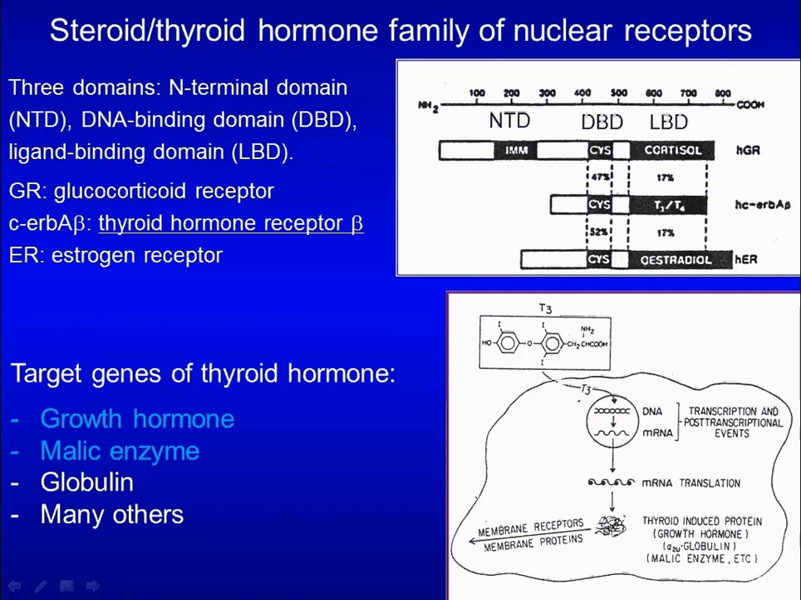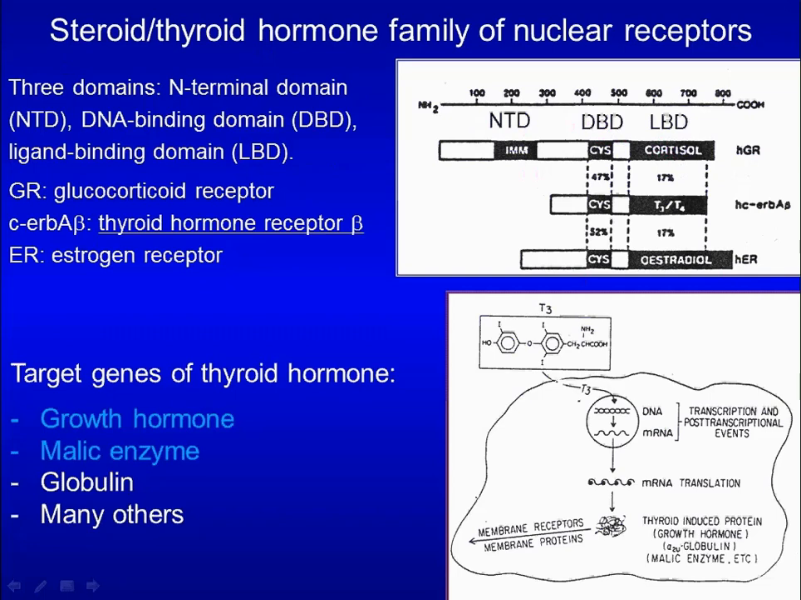Thyroid hormone receptor is a member of the steroid thyroid hormone family of nuclear receptors. This is a glucocorticoid receptor. This is an estrogen receptor. And this is the thyroid hormone receptor. They typically have 3 domains: N-terminal domain, DNA binding domain, and ligand binding domain. Among these 3 domains, DNA binding domains are more conserved than any other domains.